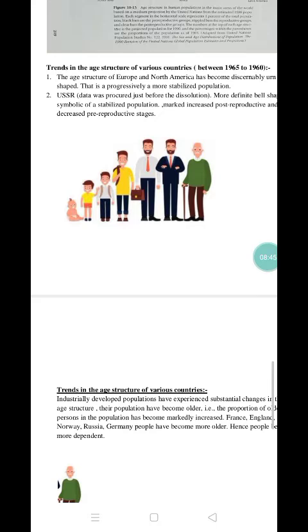Again in the case of Europe and North America, we find that the population structure is urn-shaped, which means it is a stabilized one. Progressively the population is becoming stabilized. USSR also, between the same period, before the dissolution of the nation, was more of a definite bell shape. It means in the case of developed countries, the population is more towards the stable one, while in the case of developing countries, the population structure is pyramid shaped.